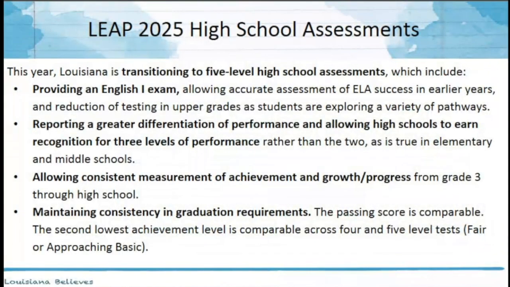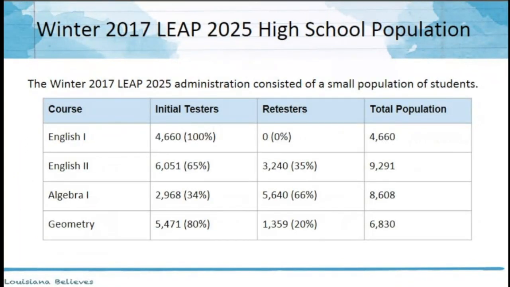All right, moving on to LEAP 2025. As you all know, this year Louisiana is transitioning to 5-level high school assessments, which include providing an English 1 exam, reporting greater differentiation of performance and allowing high schools to earn recognition for 3 levels of performance rather than 2, allowing consistent measurement of achievement and growth or progress from grades 3 through high school, and maintaining consistency in graduation requirements. This fall or winter, we administered high school assessments, and that consisted of a small population of students.